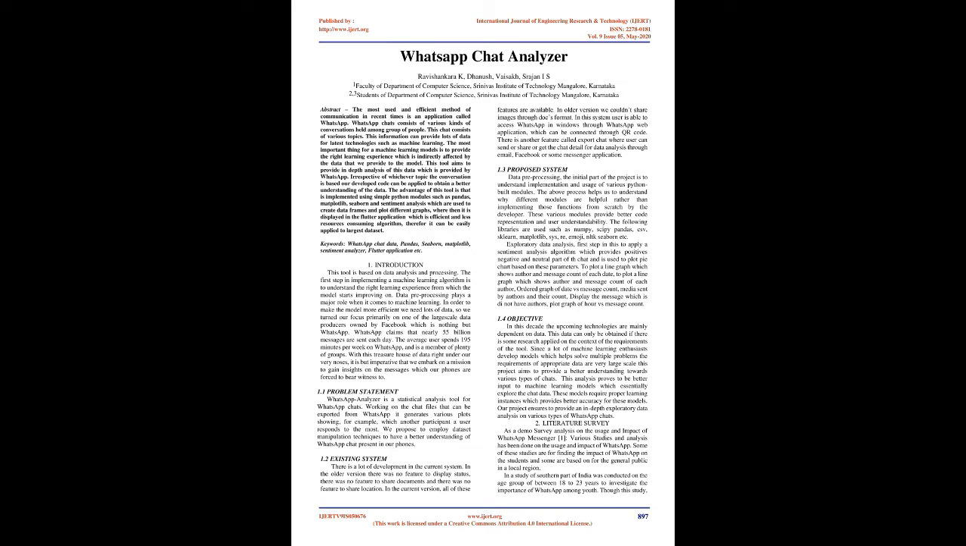Exploratory data analysis. The first step is to apply a sentiment analysis algorithm which provides the positive, negative and neutral parts of the chat, and is used to plot a pie chart based on these parameters. Then, to plot a line graph which shows author and message count of each date, to plot a line graph which shows author and message count of each author, an ordered graph of date versus message count, media sent by authors and their count, display the messages which did not have authors, and plot a graph of hour versus message count.